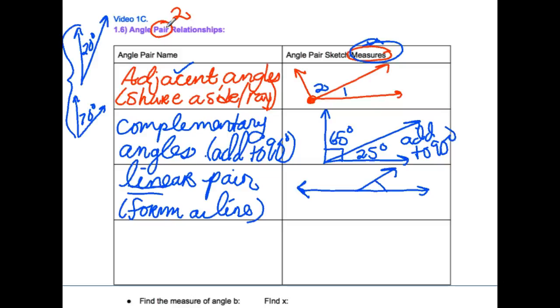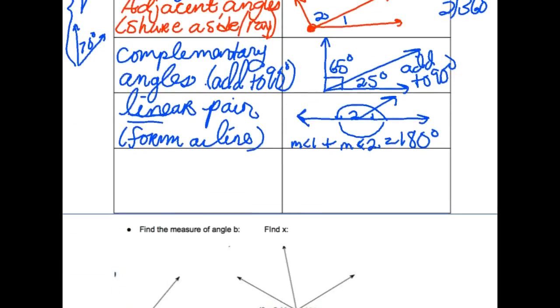Because they make a line, and a line is half of a circle, and a circle is 360 degrees, a linear pair always adds up to 180 degrees because it forms half of this circular rotation right here. So angle 1 and angle 2, the measure of angle 1, notice I'm putting measure in there because I'm talking about not its sketch but its measure. Measure of angle 1 plus the measure of angle 2 will always equal 180 degrees. So a linear pair, by the way, is always supplementary.